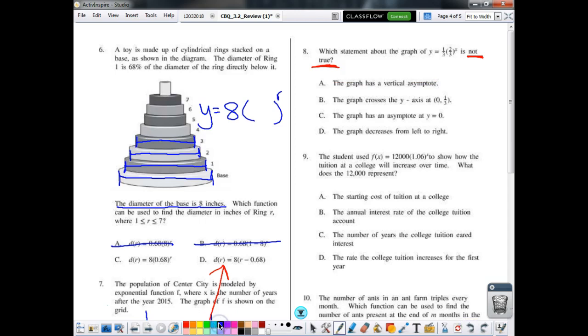The horizontal asymptote is this line, remember? It's where the graph is approaching, but it's never going to cross. A vertical asymptote would be something like this, approaching up and down, but we don't deal with those here. So you have to check which one is not true between B, C, and D. I mean, never mind. It's A.